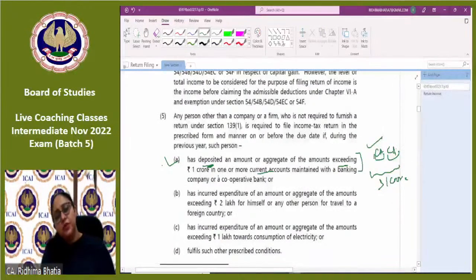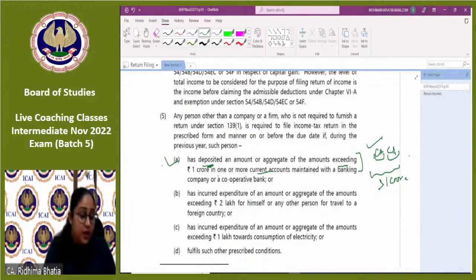There are two types of account. Saving account is what you maintain. It's an on-demand account, but it is basically for your savings. Current account is opened by business entities for their day-to-day transactions. When you have multiple transactions, you open current account. Okay, this is basically by business entity. Isme there is no interest, saving me you get interest also.